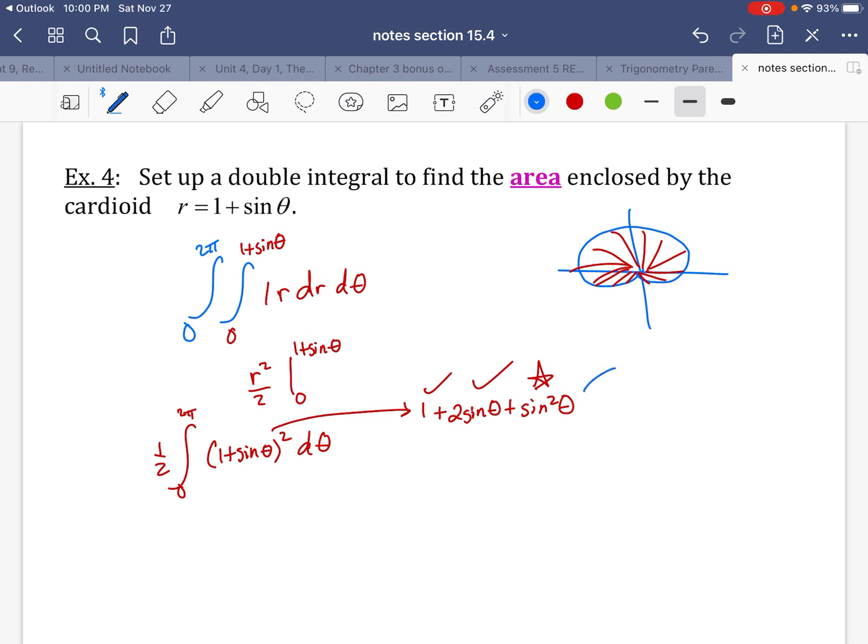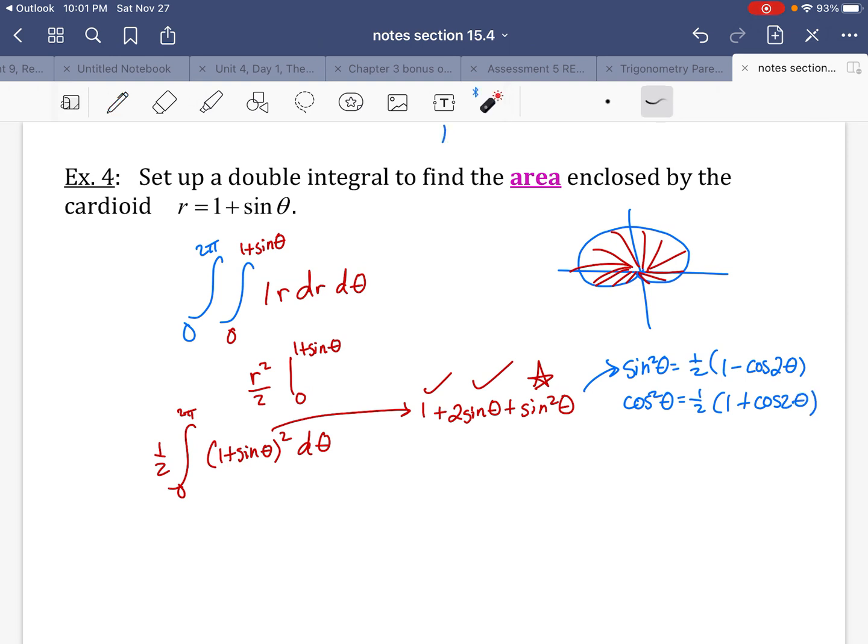So there is a power reducing formula. These 2 formulas that you have right here: sine squared can be reduced, it is equal to 1/2 times 1 minus cosine 2 theta. And cosine squared, if you should ever need it, is 1/2 times 1 plus cosine 2 theta. So we are going to use this power reducing formula replacement right here for this guy right there. Okay, so let's do that.